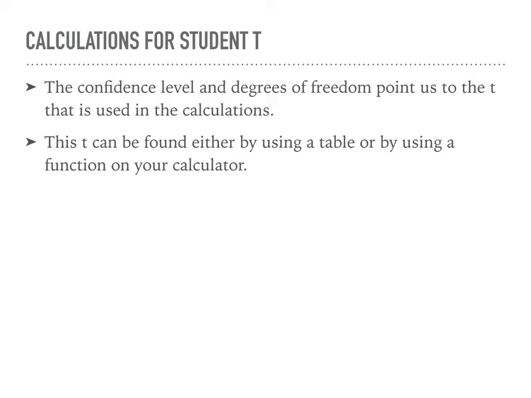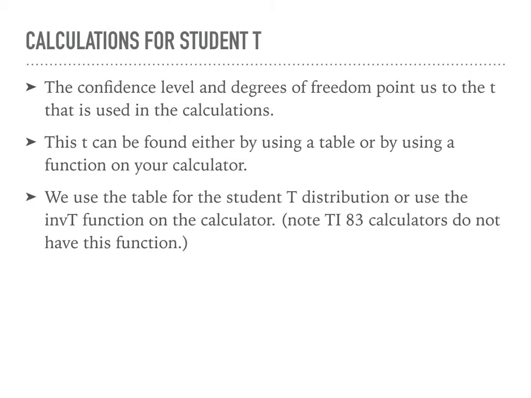This t value can be found by using a table or by using a function that is on your calculator. Now, not all of the calculators do have this function, so we are going to practice finding it with the table as well. The TI-83 calculators do not have this function, while the TI-84s should have this function. This function is called the inverse t function, INVT function. It is found underneath the distribution menu where you found your inverse normal function and your normal CDF functions.